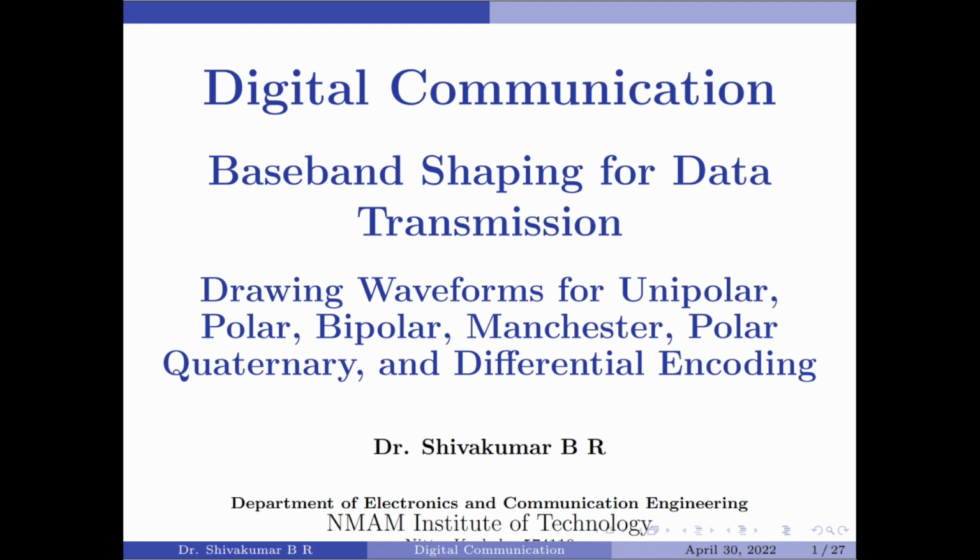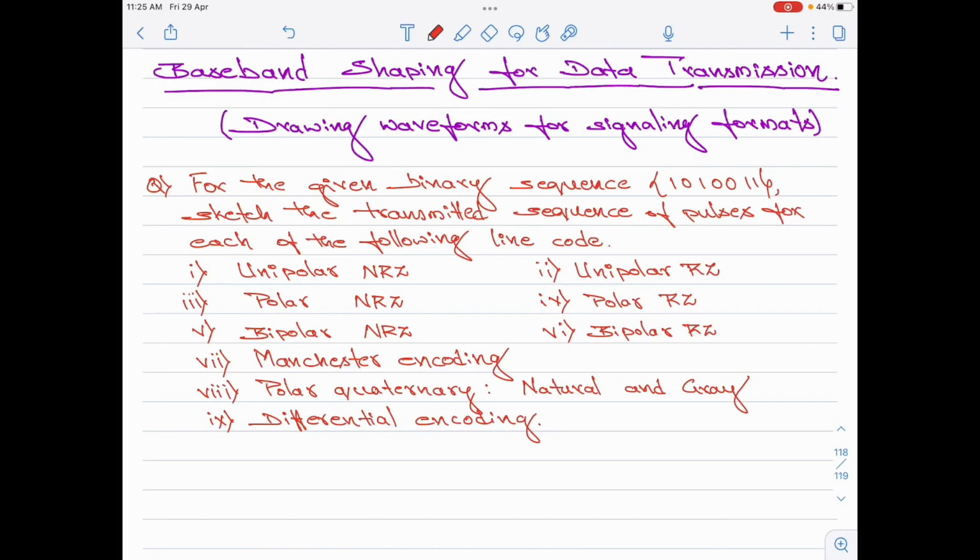In this video, I am going to take up a numerical on baseband shaping for data transmission. Please note, this is a numerical on drawing waveforms for the different signaling formats. Let me read out the question first. For the given binary sequence 10100011, sketch the transmitted sequence of pulses for each of the following line code.